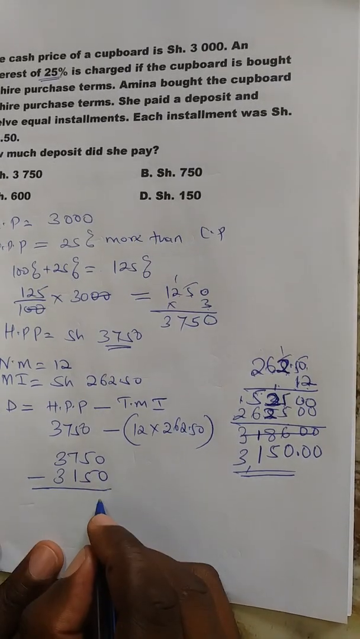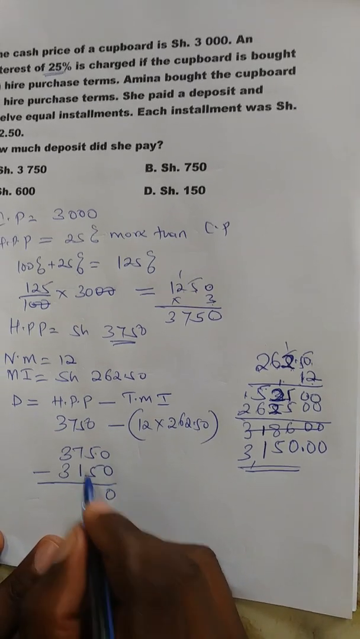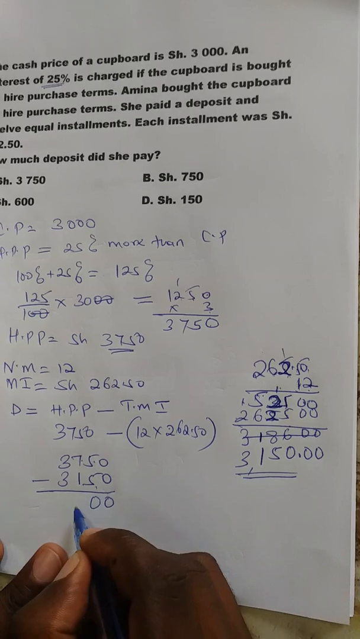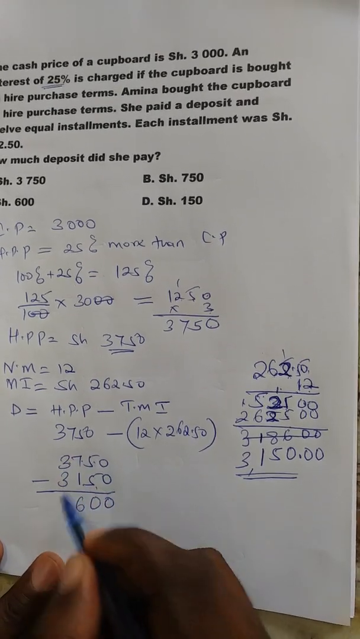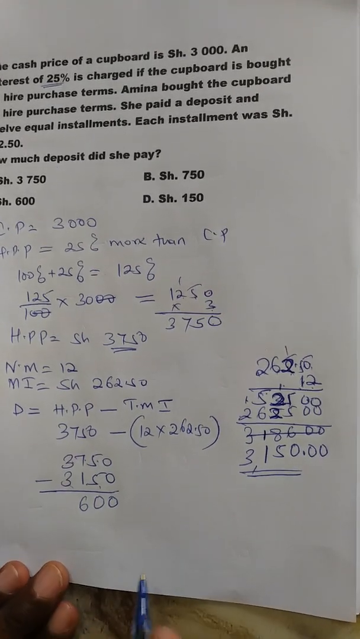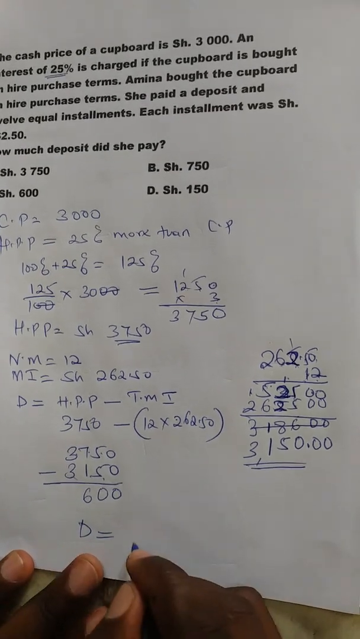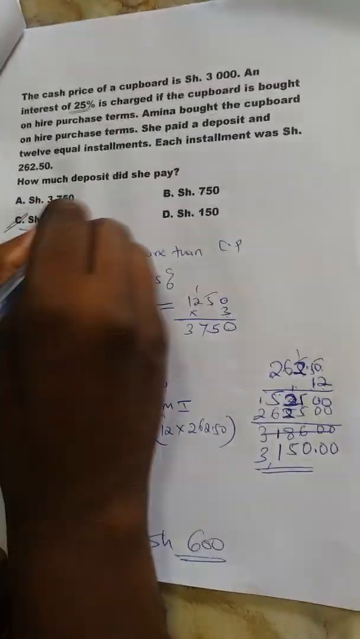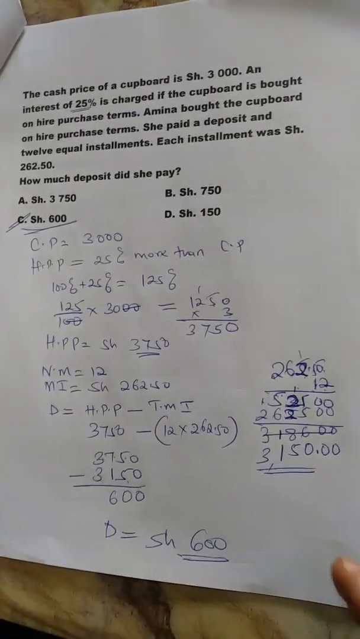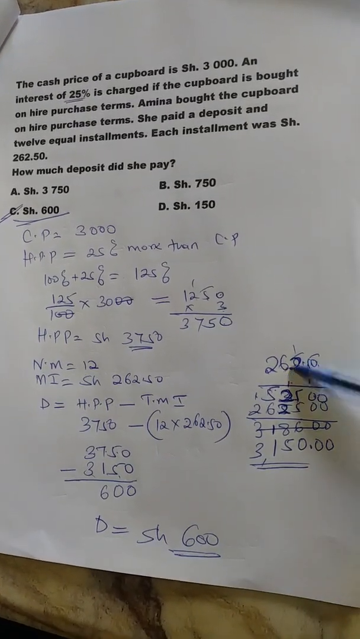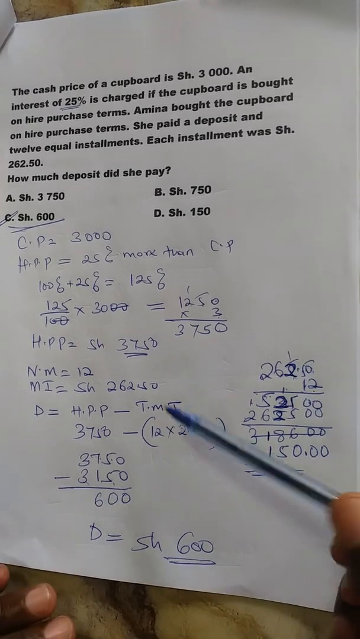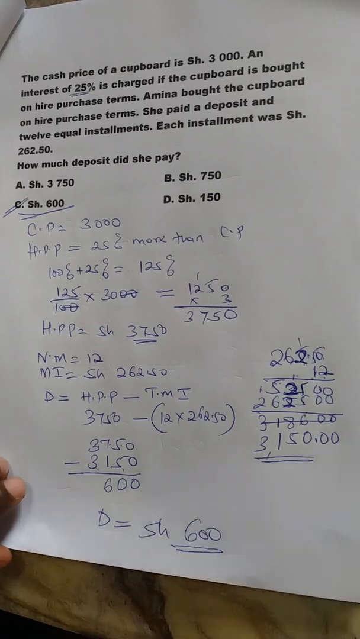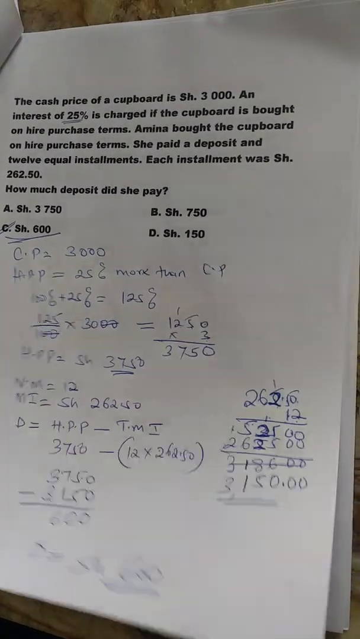You subtract 0 minus 0, 0. 5 minus 5, 0. 7 minus 1, 6. 3 minus 3, 0. So the answer, our deposit was shillings 600. And our correct answer was 600. Learners, avoid those errors of transposition whereby I had written 5 instead of 2. Always make sure you write what is written in the question.